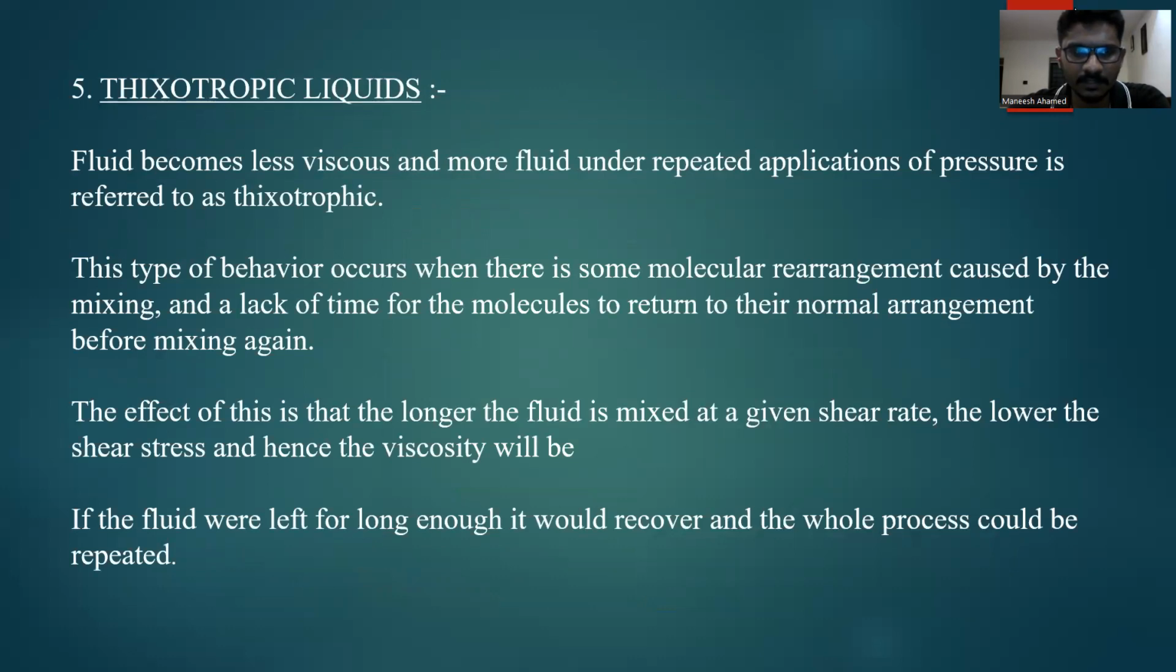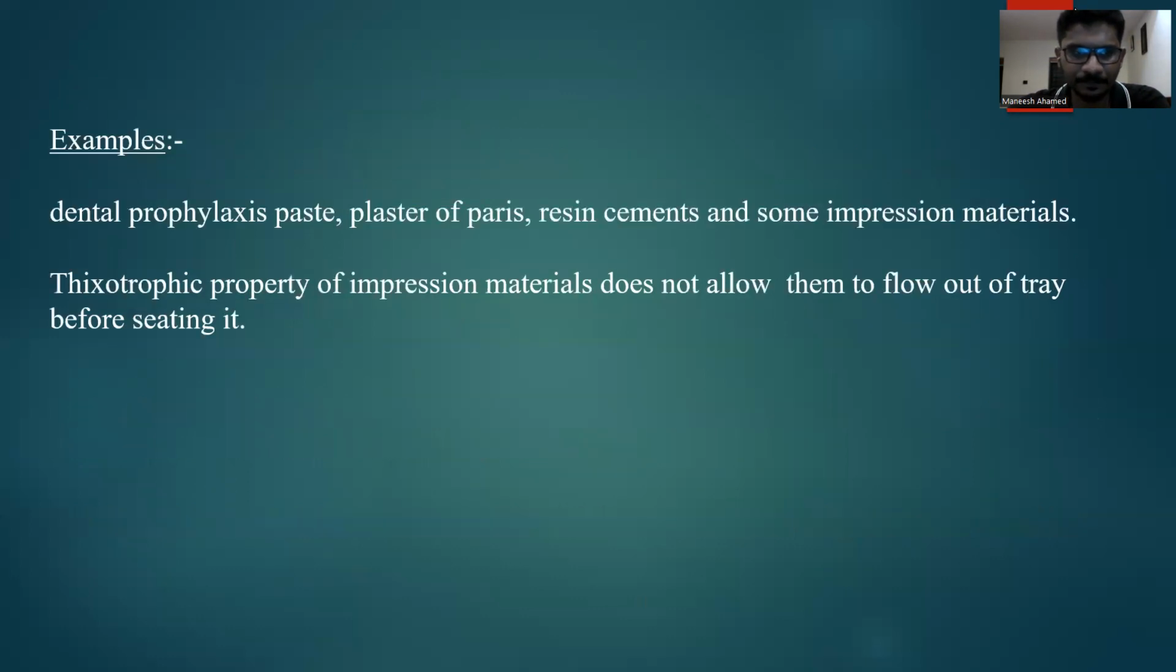Fifth material is thixotropic liquid. Fluids become less viscous and more fluid under repeated application of pressure, which is referred to as thixotropic. This type of behavior occurs when there is some molecular rearrangement caused by the mixing and lack of time for the molecules to return to their normal arrangement before mixing again. The effect of this is that the longer the fluid is mixed at a given shear rate, the lower the shear stress and hence the viscosity will be. If the fluid were left for long enough, it would recover and the whole process would be repeated.